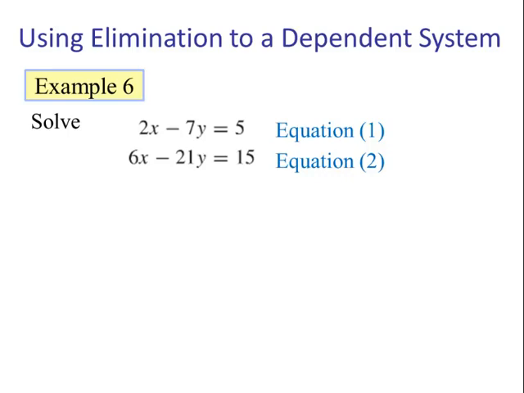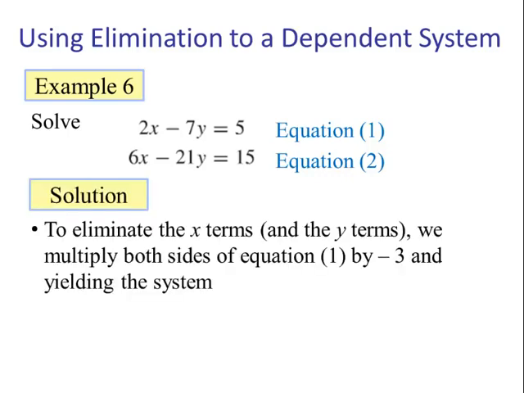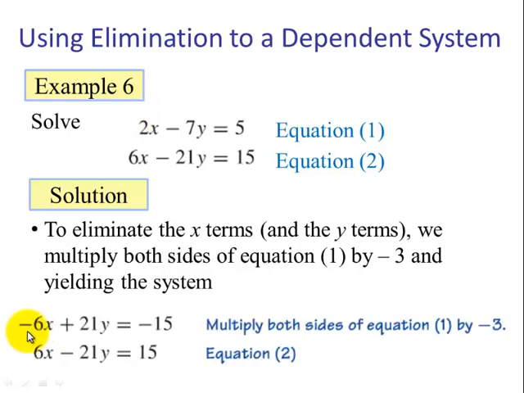Example 6. Solve 2x minus 7y equals 5, 6x minus 21y equals 15. Solution: to eliminate the x terms, I'd take the first equation and multiply it by -3. That would make this term a -6x. So the first equation will become negative 6x plus 21y equals negative 15, because every term gets multiplied by negative 3. And then we add that to the second equation, which is 6x minus 21y equals 15.